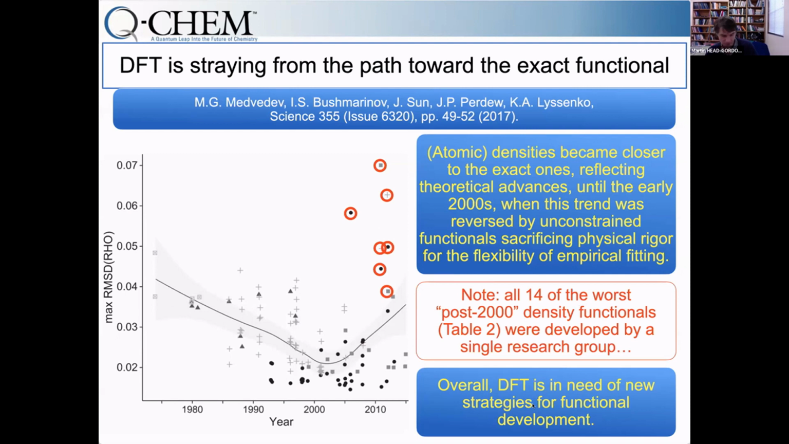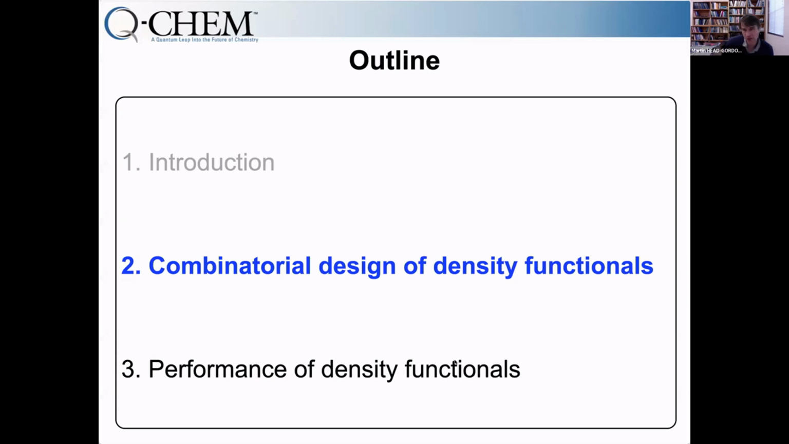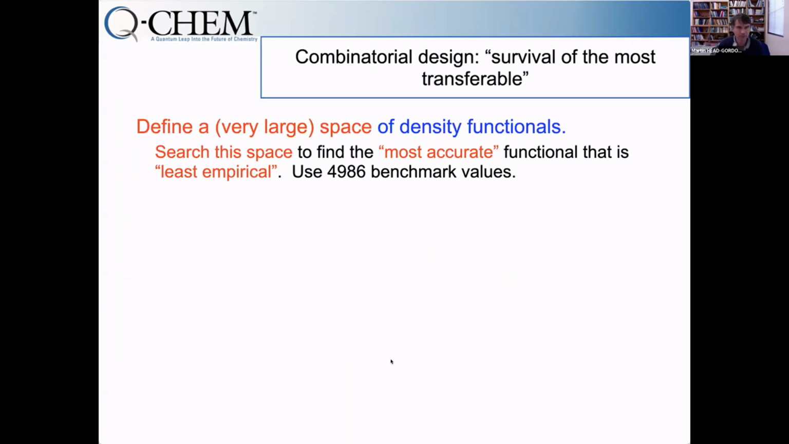The more complicated the functional, the more difficult it is to have a clear strategy to develop something of high accuracy and broad usefulness. So now we'll switch to the second topic, which is about the combinatorial design of density functionals, which is the effort from my group to address the question of how to better design density functionals. As you'll see, this is quite a successful exercise, and it will then lead us naturally into looking at the broader performance of density functionals, or at least many density functionals.